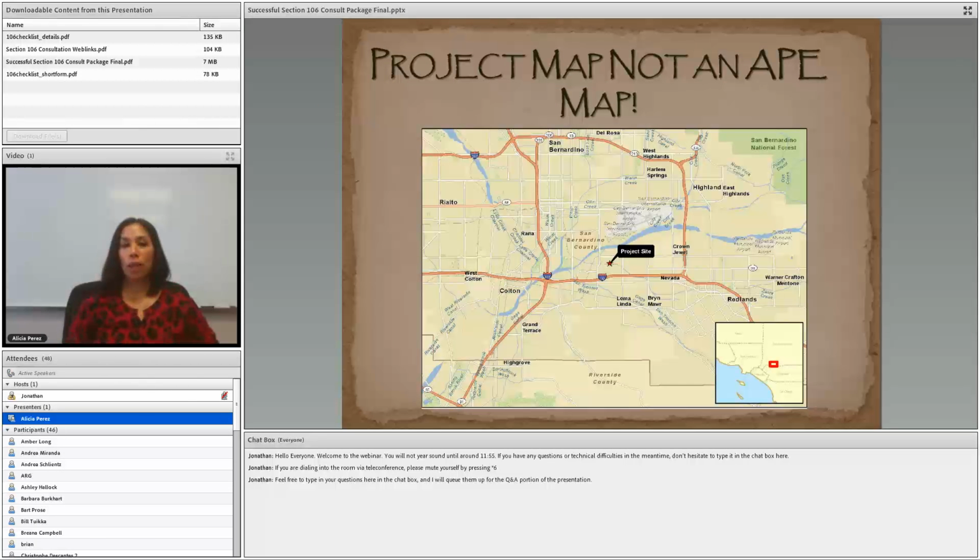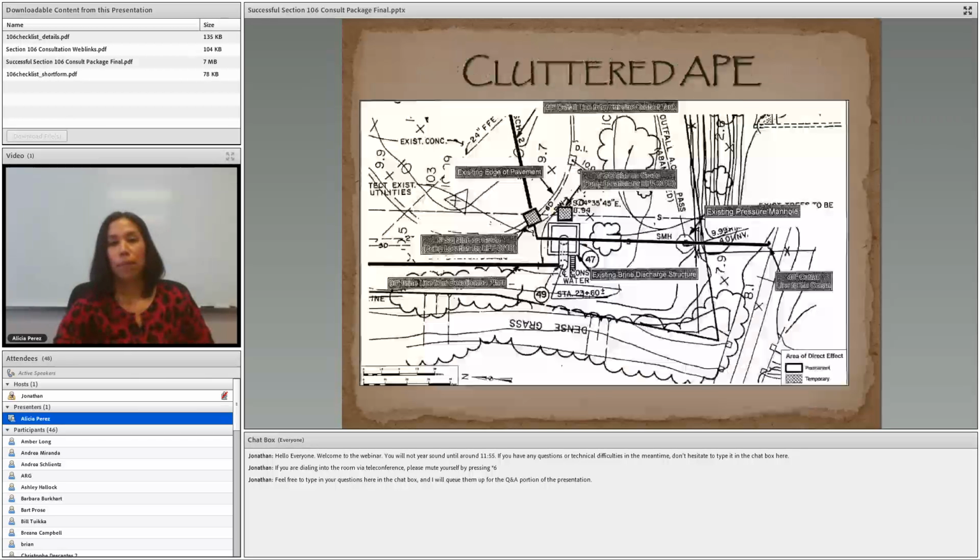Project maps are great to submit, but this is not an APE map, so you can submit a project map, of course, in addition to an APE map. Here's an example of a cluttered APE map.